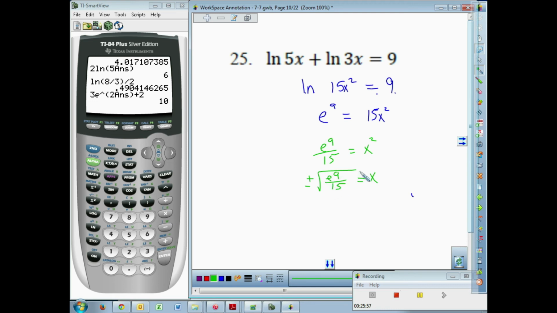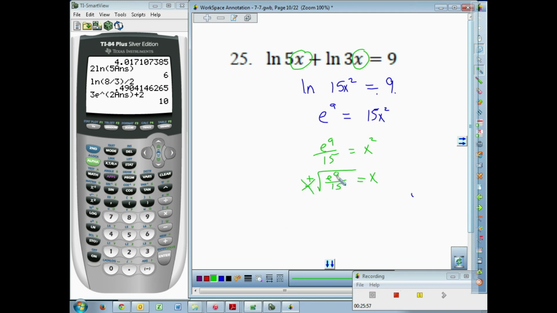Notice the plus or minus. Two answers. Cool? Let's be super smart. Where's x located? In the argument. What do you think about this negative answer? Do you think it's going to work? No way, so I'm just crossing that out.